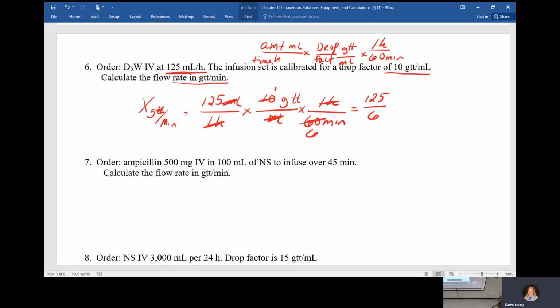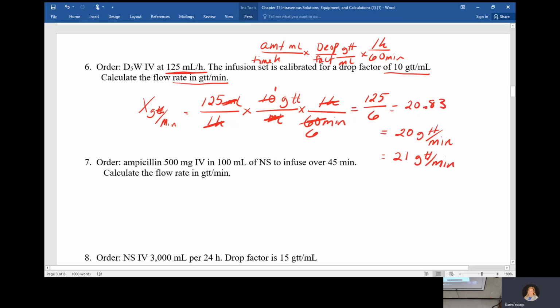So 125 divided by 6. So I get 20.83. Now, have you ever seen 8/10 of a drop? I've seen large drops and I've seen small drops, but I've never seen a partial drop. So when we're writing our drops per minute, we have to write it as whole numbers. So 20 drops per minute. If we round it, we're going to round it to 21 drops per minute. Either one of these is acceptable for me, okay?